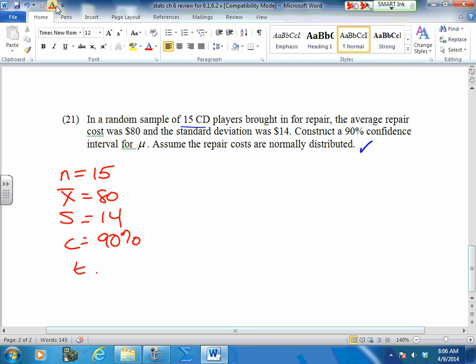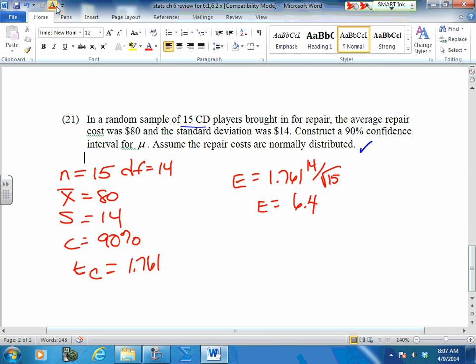So the first thing I need to find is my TC. What's my degrees of freedom? 14. So look in your table at 14 and 90%. 1.761, thank you. So, margin of error: 1.761 times your standard deviation over the square root of n. Not your degrees of freedom, your n. So, margin of error, 6.4, thank you.